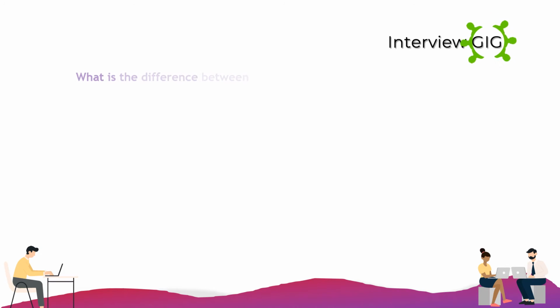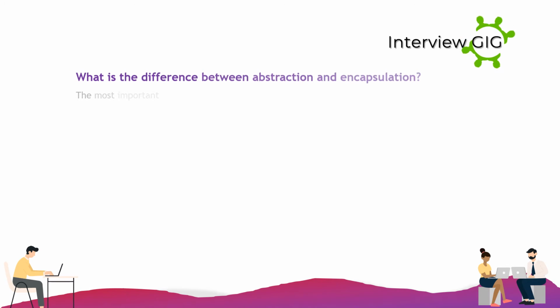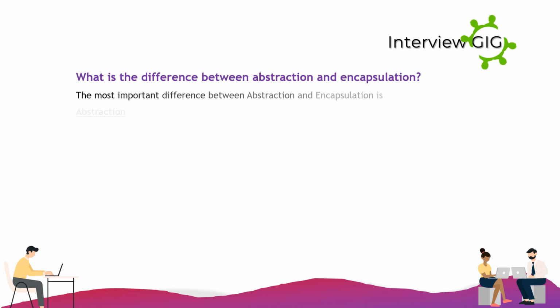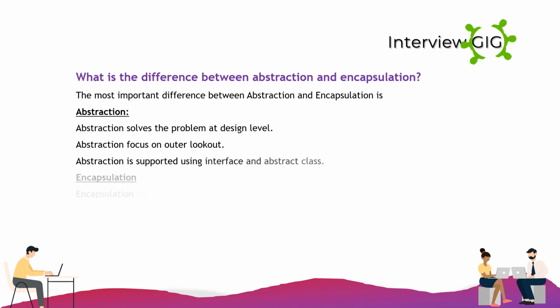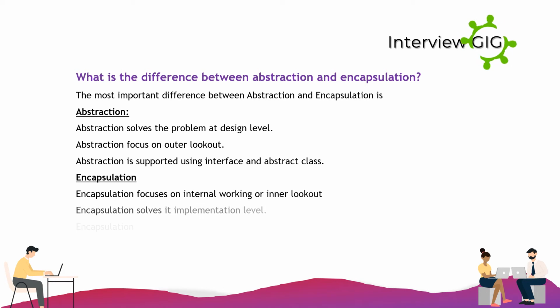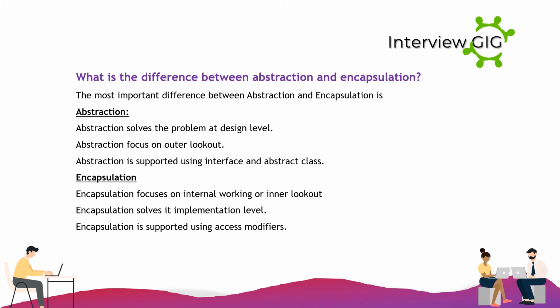What is the difference between abstraction and encapsulation? The most important difference is this. Abstraction solves the problem at design level. Abstraction focuses on outer lookout. Abstraction is supported using interface and abstract class. Encapsulation focuses on internal working or inner lookout. Encapsulation solves the problem at implementation level. Encapsulation is supported using access modifiers.